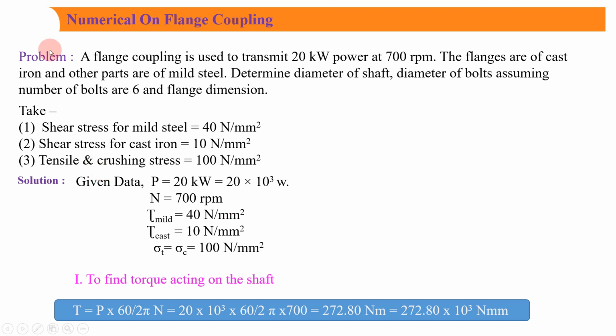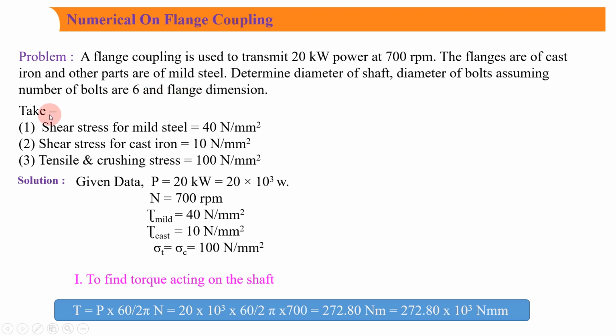The problem is, I am reading the problem, please try to understand. A flange coupling is used to transmit 20 kilowatt power at 700 rpm. The flanges are of cast iron and other parts are of mild steel. See guys, what is written here: the flanges are of cast iron and other parts are of mild steel. Determine the diameter of shaft, diameter of bolts, assuming the number of bolts is 6, and flange dimensions.